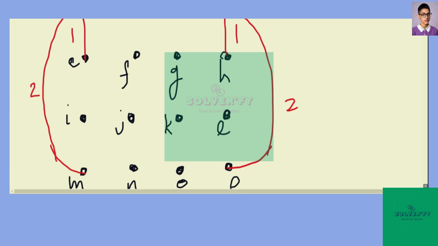If we add the edge EF, this doesn't create a circuit, so it's valid. If we add the edge EI, this doesn't create a circuit. If we add the edge GH, this does not create a circuit. And if we add the edge LP, this doesn't create a circuit either.